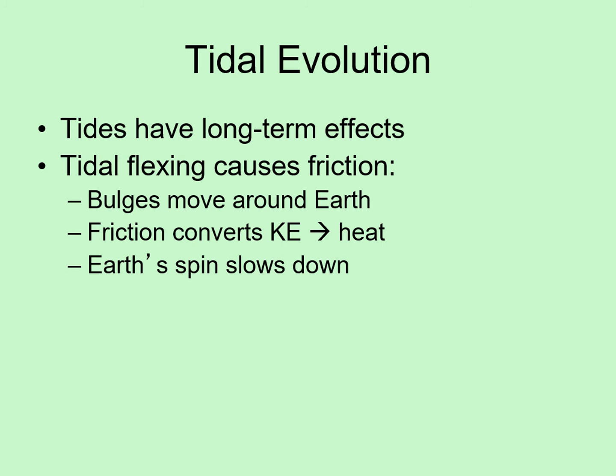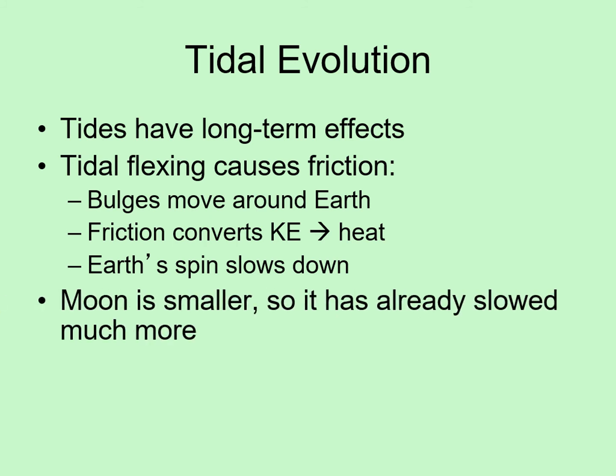We can also measure this slowdown today using very accurate clocks to time the Earth's rotation. But the moon is much smaller than the Earth, so it should respond to this sort of tidal slowing more quickly. In fact, the moon has slowed down so much that it always keeps the same side towards the Earth. We already saw this when we looked at the moon's motion back in Chapter 2.